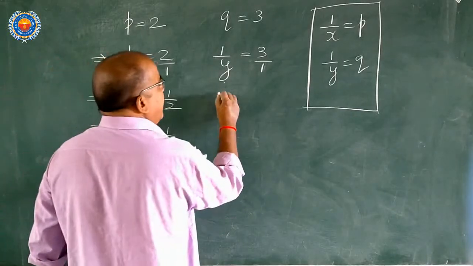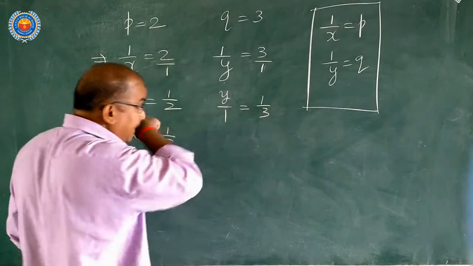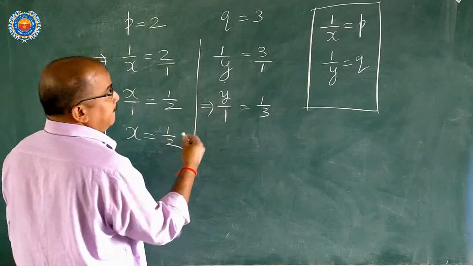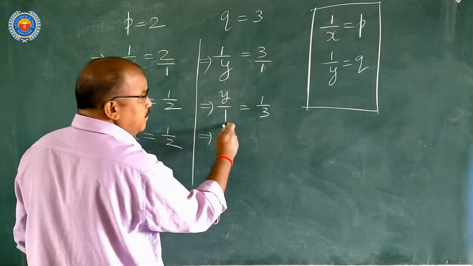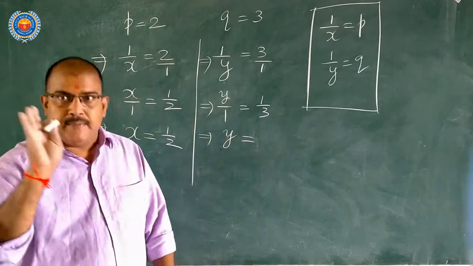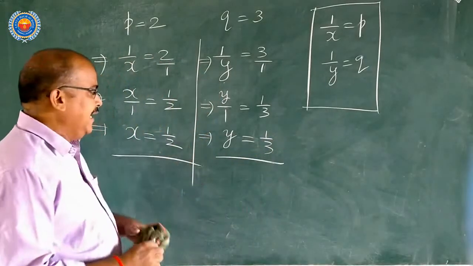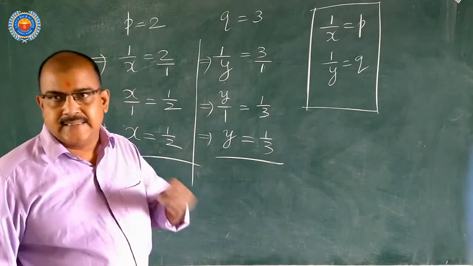Here, in the same way, y by 1 is equal to 1 by 3. Y by 1 is nothing but y, and 1 by 3 is 1 by 3 only. The final answer: x is equal to 1 by 2 and y is equal to 1 by 3. This is the final answer.